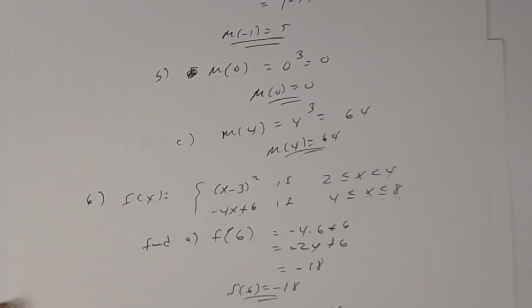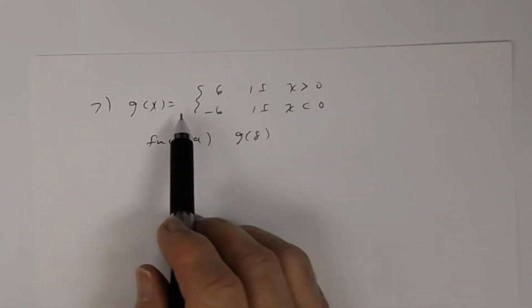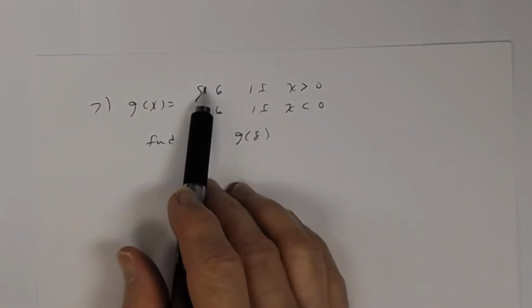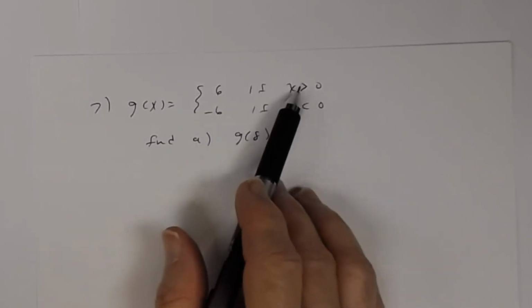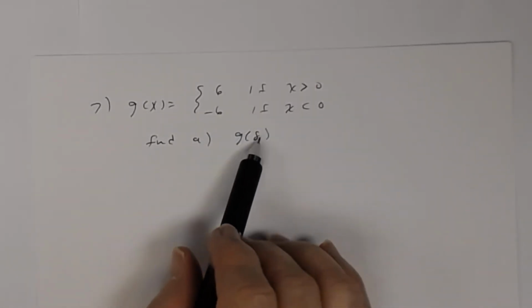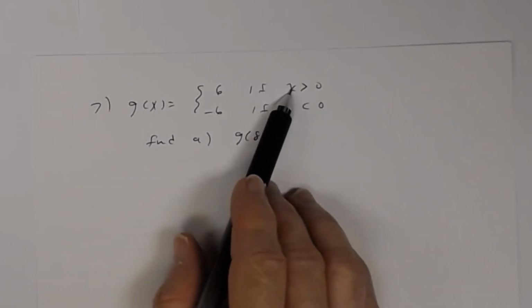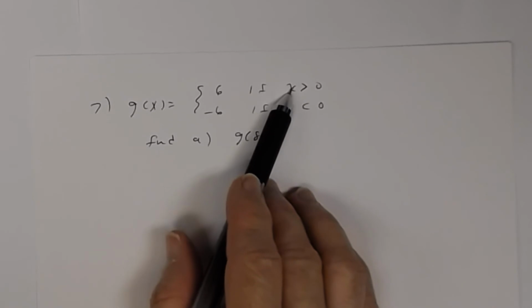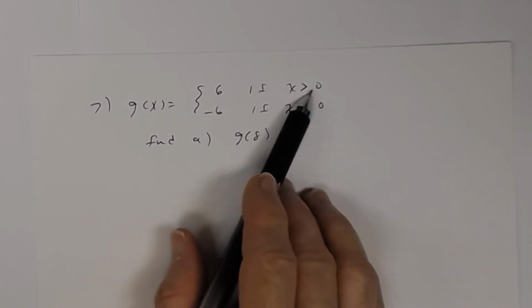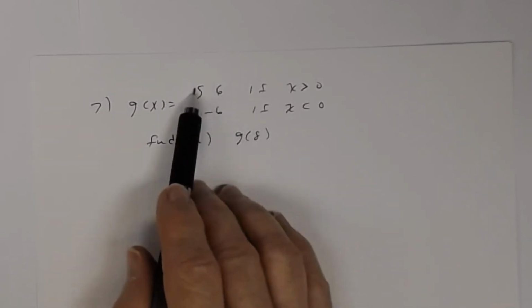In number 4, if you go back to number 4, this is a variable expression, this is a constant because there's no x, and this is a variable expression. So what we have here in number 7 is g of x is made up of this constant for this domain and this constant for this one. So g of 8, you got to figure out if x is 8, which one do I use? Well, it's going to be this one because 8 is greater than 0. So g of 8 is just 6.